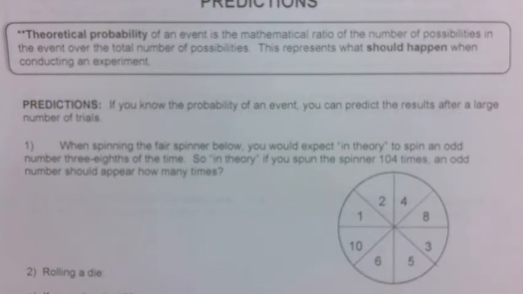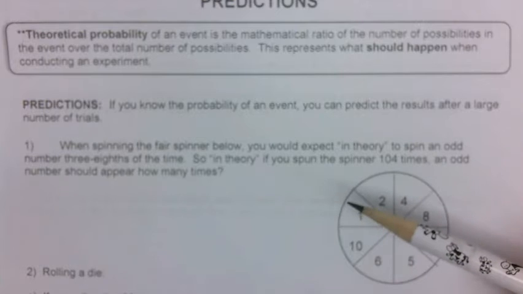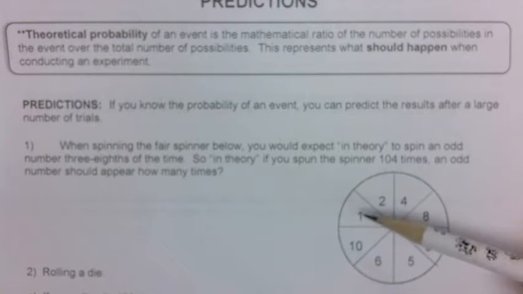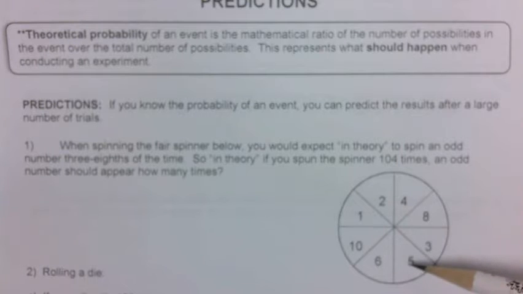In our first example, we have a spinner here, and it says when spinning the fair spinner shown here, you would expect in theory to spin an odd number 3/8 of the time. We can see by looking at the spinner, there's 8 total sections, and there are 3 odd numbers, 1, 3, and 5. All the other numbers are even. So the probability of landing on an odd number for the spinner is 3/8.